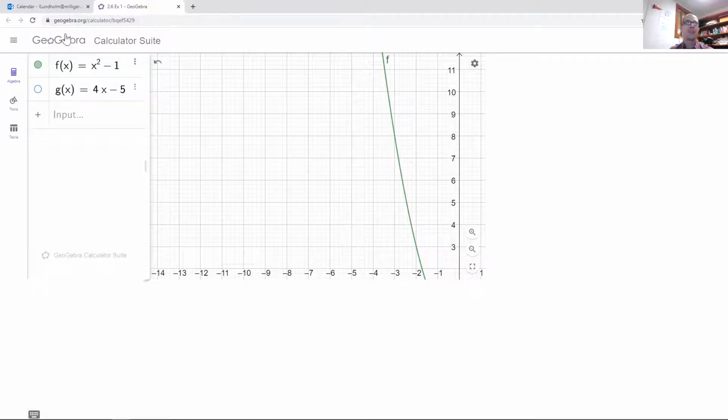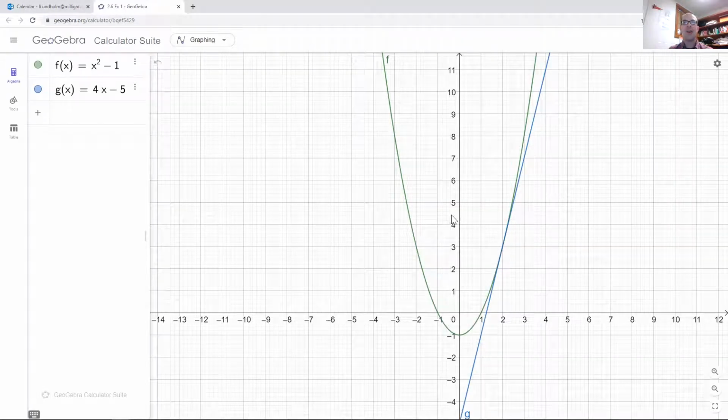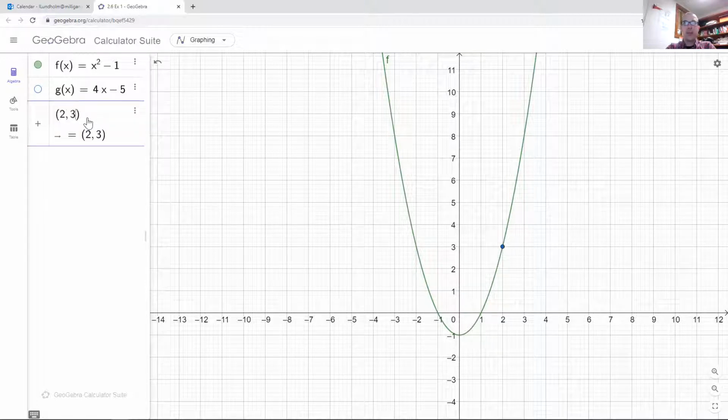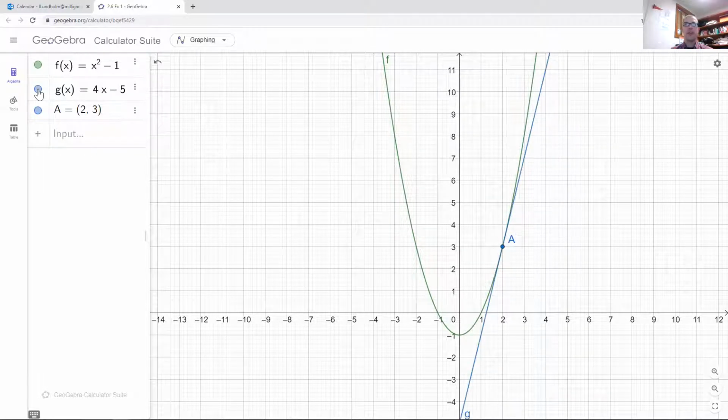GeoGebra. Let's refresh it. Okay. Hey, we've got a tangent line. Remember, we are concerned with the point 2, 3. So that's where we're trying to make a tangent line. And I guess I have this already there. Big spoilers in terms of what the line actually is, but it does look like a slope of 4 makes sense. So far, so good.